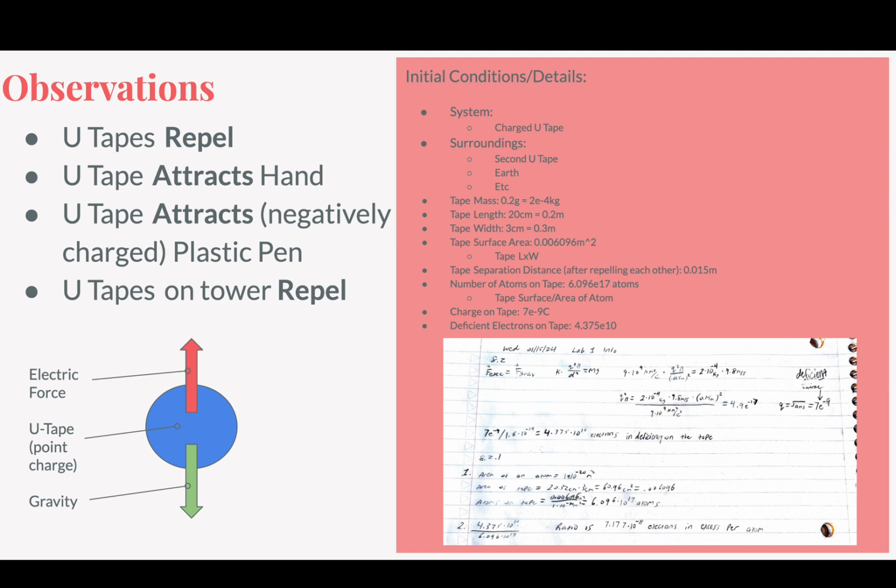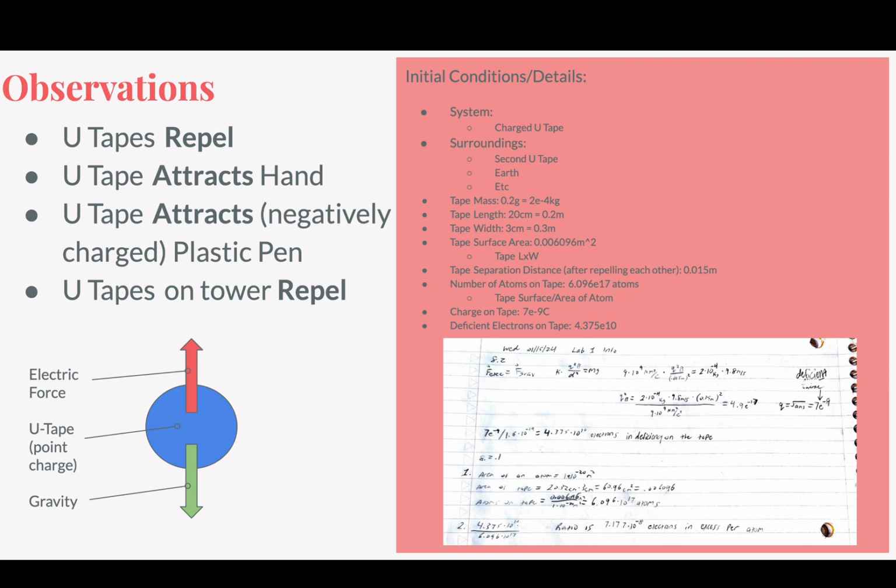After approximating the area of an atom and calculating the area of the tape, I was able to calculate the number of atoms on the tape, and by dividing the deficient charge by the number of atoms, I was able to see the ratio of how many electrons were deficient per atom. I do want to note that the notebook paper says electrons in excess, but that was just a writing error.